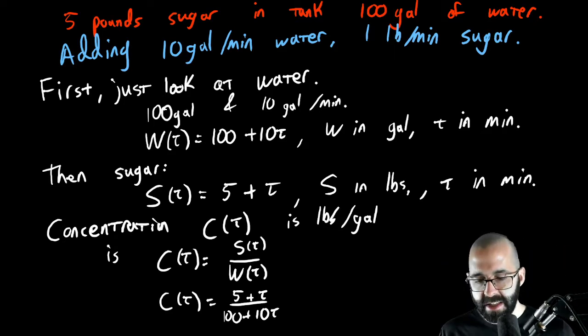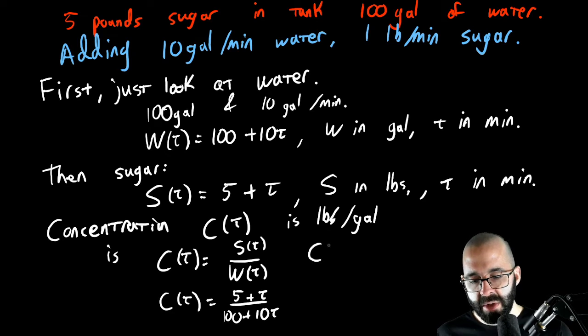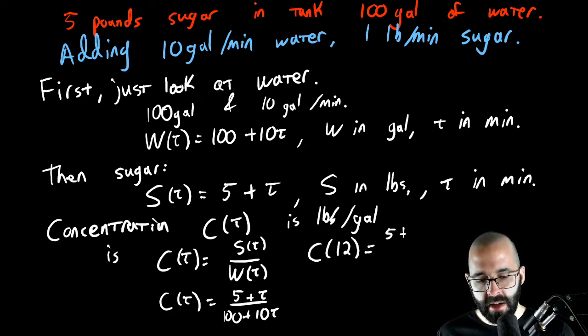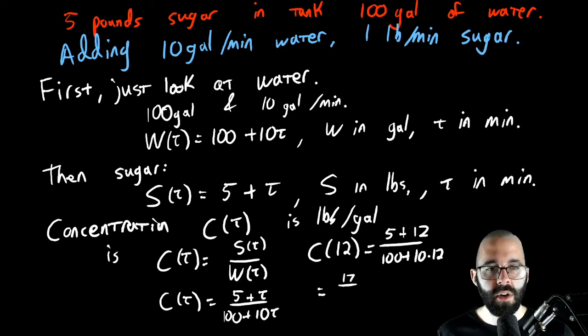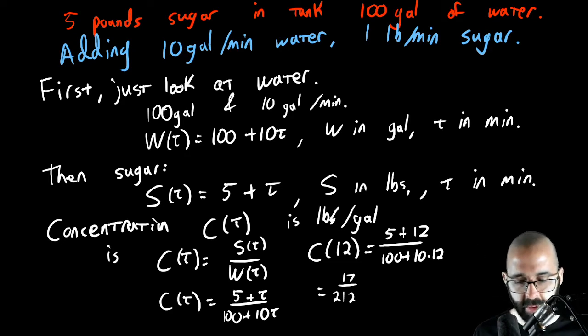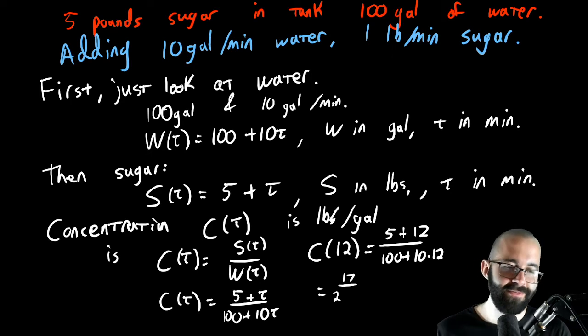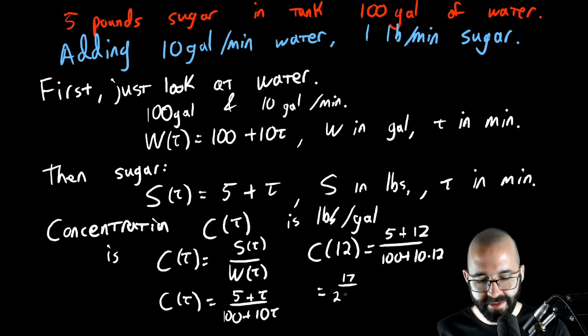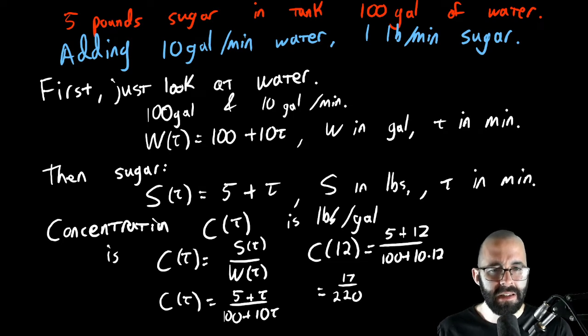All right. And specifically, the question's asking, what's the concentration after 12 minutes? We'll just plug it in. 5 plus 12 divided by 100 plus 10 times 12. That's going to give you 17 over 212, I think. Nope. Not. 120 plus 100. So that's 220. I don't think that reduces.